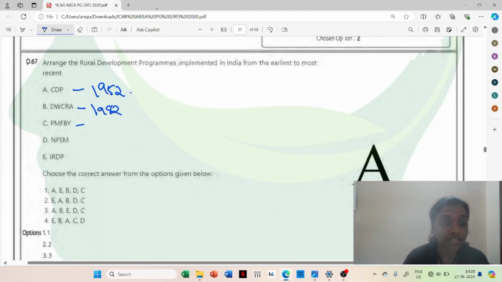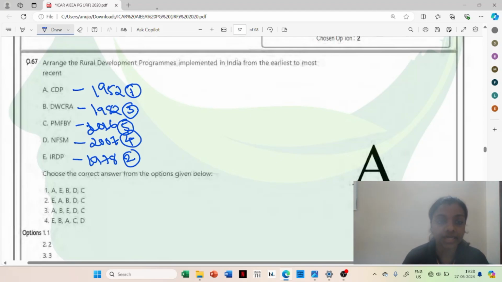Pradhan Mantri Fasal Bima Yojana started in 2016, National Food Security Mission started in 2007, and Integrated Rural Development Program started in 1978. So the first one will be Community Development Program, followed by IRDP, DWCRA, National Food Security Mission in the 4th place, and finally Pradhan Mantri Fasal Bima Yojana. A, E, B, D, C. The option is the first one.